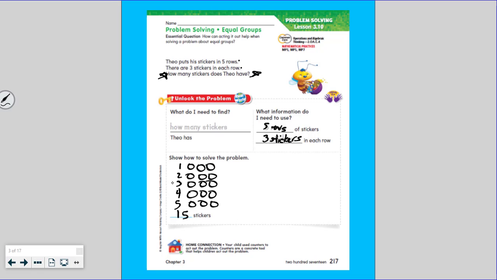And what we did is we acted out the problem by drawing a picture. Now you can physically act it out by using your counters at home, but I still need you to show your work on your paper for me. So let's go to the next page.